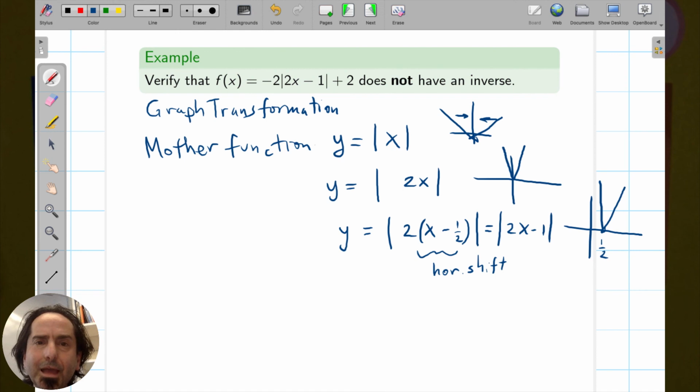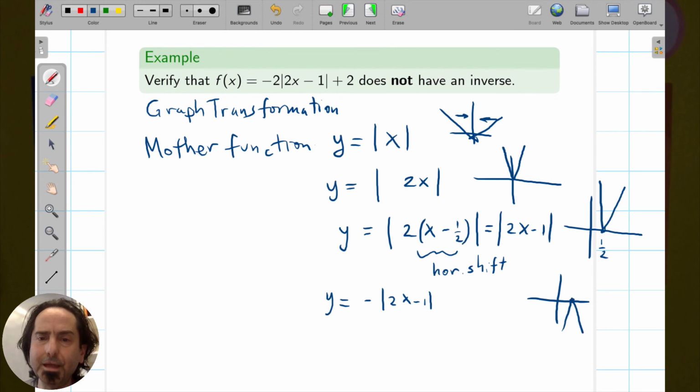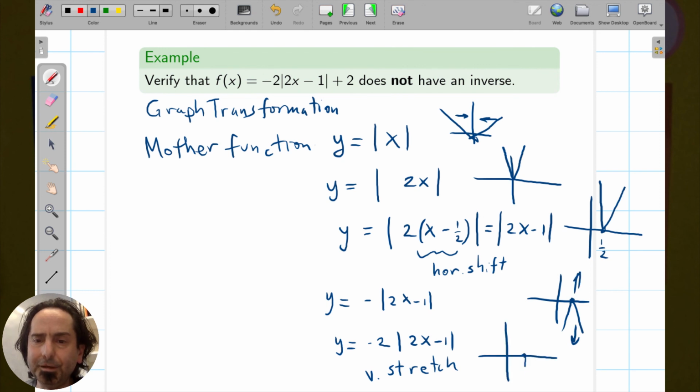1/2 there. And let's then multiply by -1, so negative absolute value of 2x minus 1. That's going to flip it vertically, and then we can multiply that by 2 to get -2 absolute value of 2x minus 1. That's going to be a vertical stretch. It's going to stretch it out vertically, and so we'll get the same vertex, but it'll be an even steeper V. And then finally, we want to add 2.